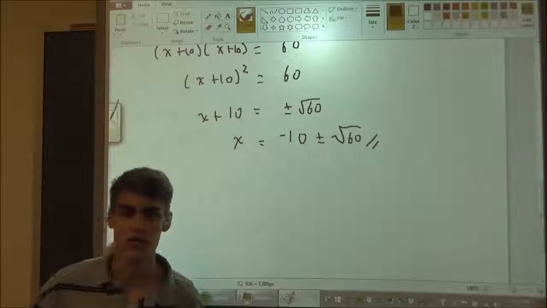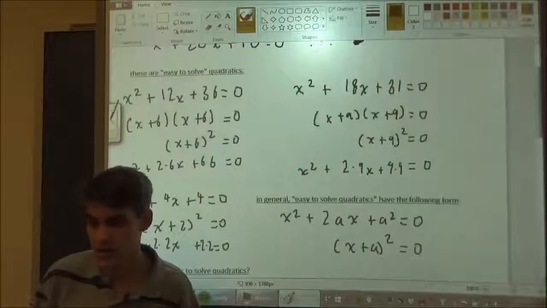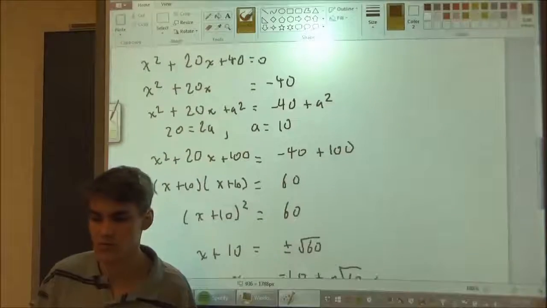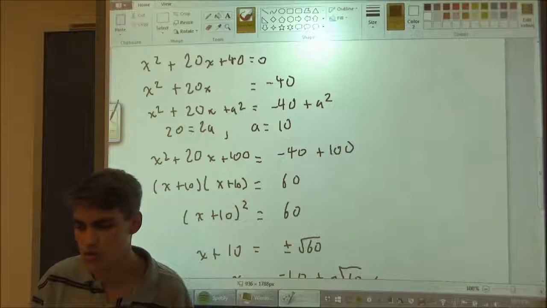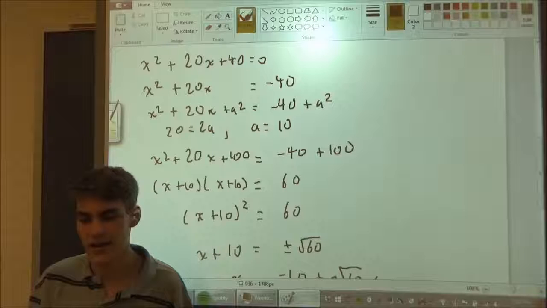And that's how you would solve a harder to solve quadratic. And basically, what we just did, we just completed the square. That is completing the square. This whole process of moving it over and then adding a squared to both sides and finding a.